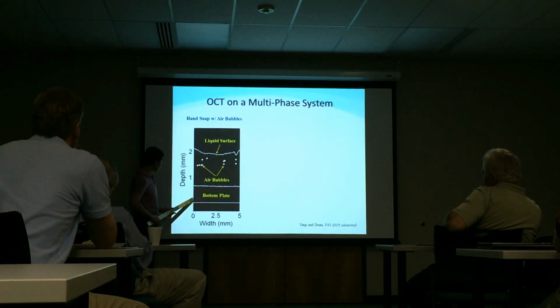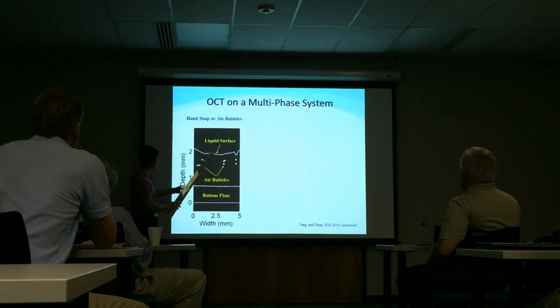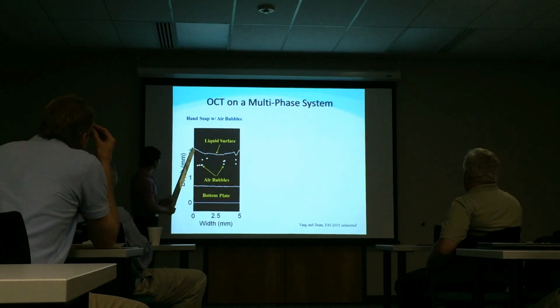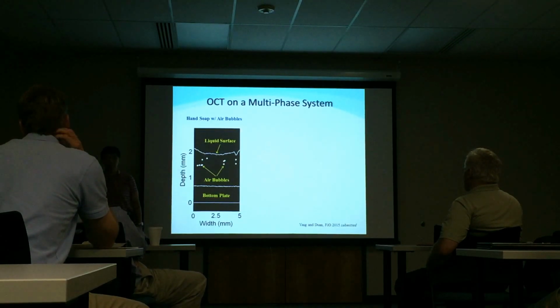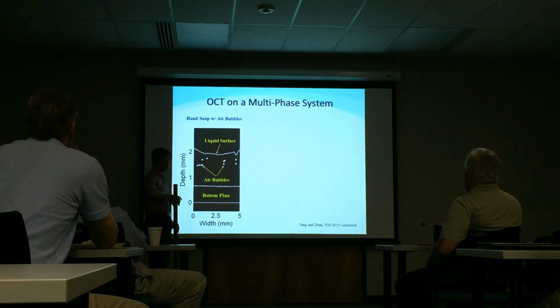Here you see this is the bottom plate of our container, and from here to here is the liquid, the hand soap. And up here is air. So this is the surface of the hand soap. These are the reflecting points where we collect the signal, and these are apparently caused by the air bubbles.